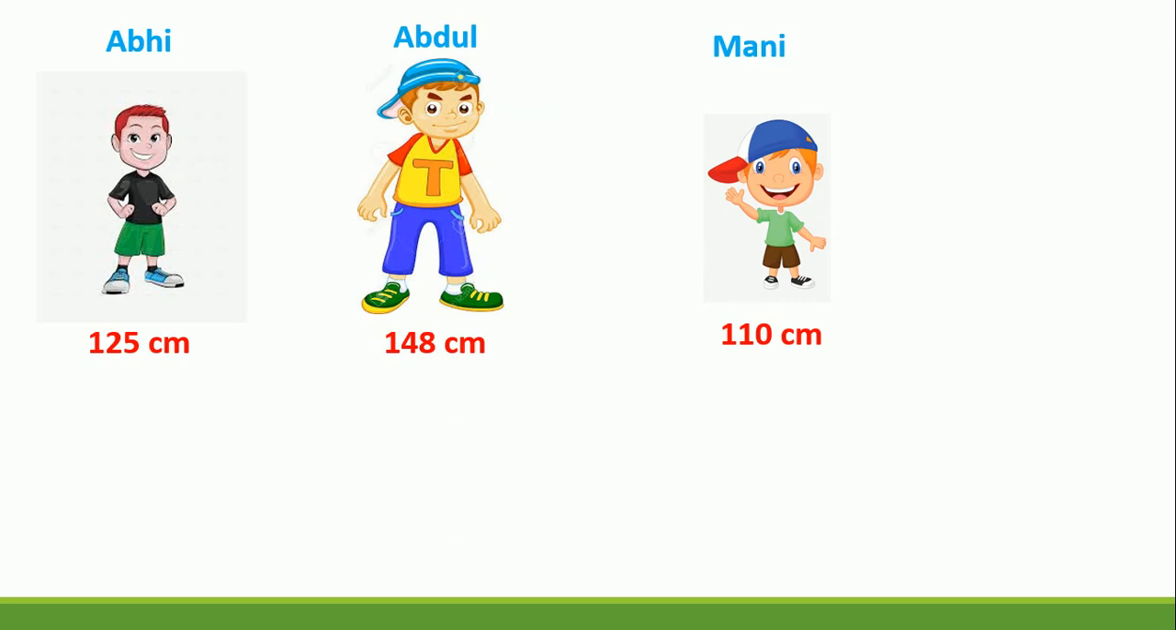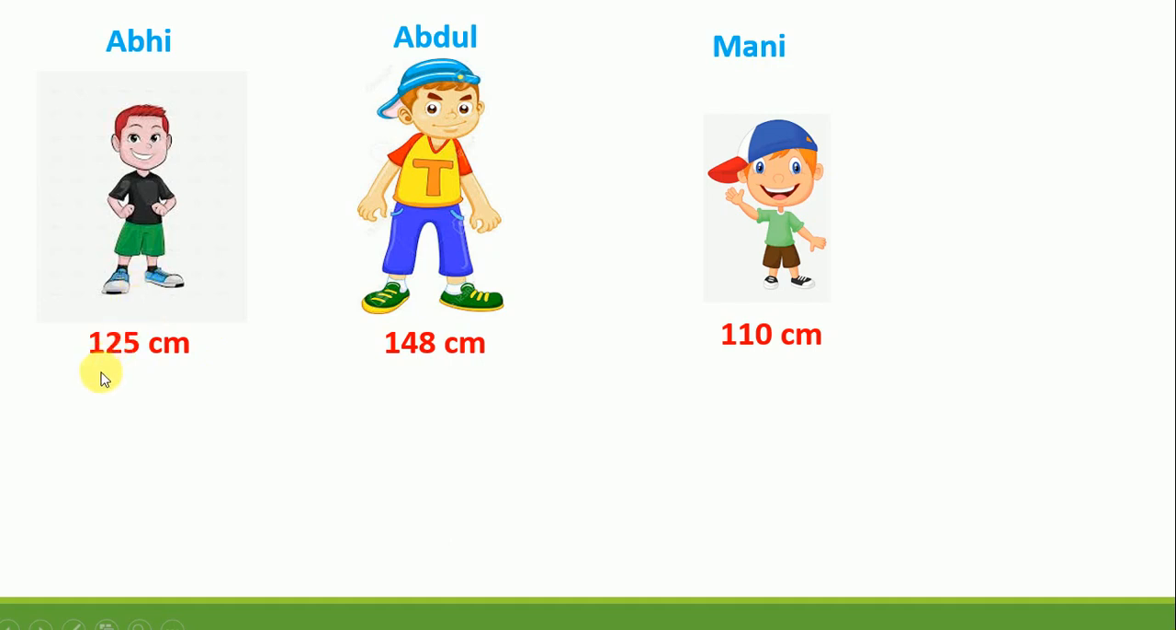We compare and arrange numbers in order in real life situations, when we compare prices, compare how tall or short we are, arrange weights in order, and so on. Here we have one example. Can you see there are 3 boys' pictures given? The first boy's name is Abhi, the second boy is Abdul, and the third boy is Mani. Below the picture, the height of each boy is given, right?